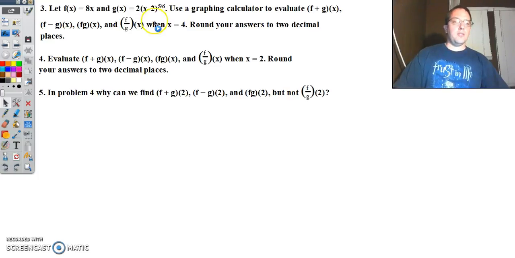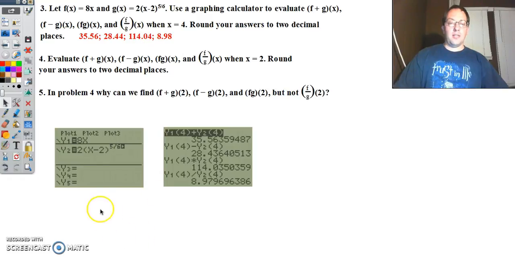All right, you're back. Let's see how you did. So here we go. Number 3, you should have answers of 35.56, 28.44 for the difference. The product, to multiply them together, you should have gotten 114.104, and the quotient should have got 8.98. And all that is, we're just typing these into the calculator, so it should look like this. There's y1, there's y2, and you should just type them into your calculator, and it would look just like that.